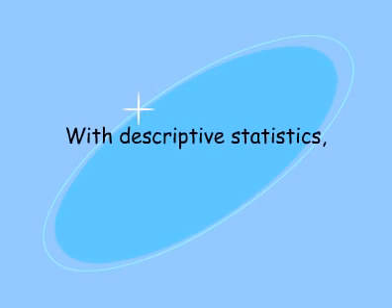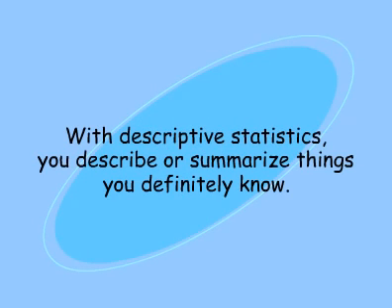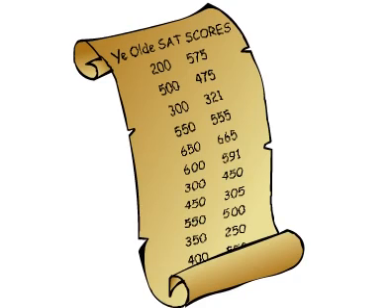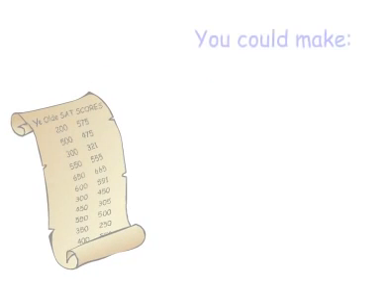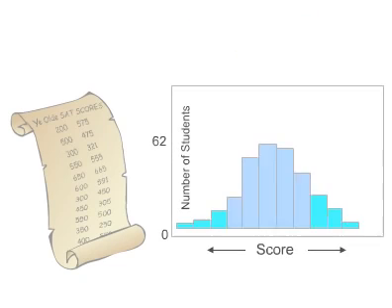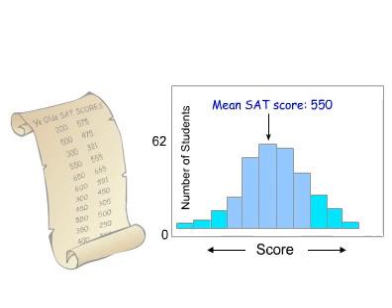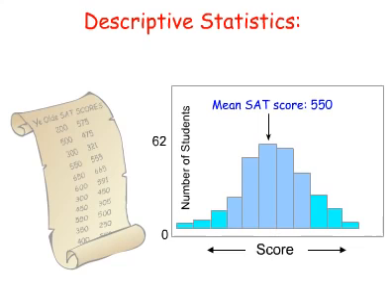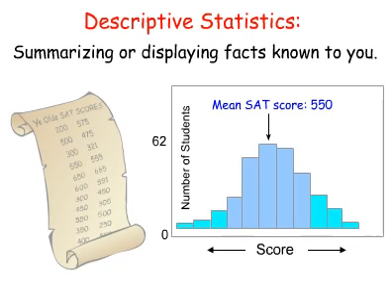With descriptive statistics, you describe or summarize things you definitely know. Let's say, for example, that you have a list of all the senior SAT scores at a high school. You want to get a better feel for the kind of students you have. To do this, you could make a graph, chart, or a table displaying their SAT scores. For instance, this chart shows the mean or average SAT score for the school. This is an example of descriptive statistics, summarizing or displaying the facts known to you.